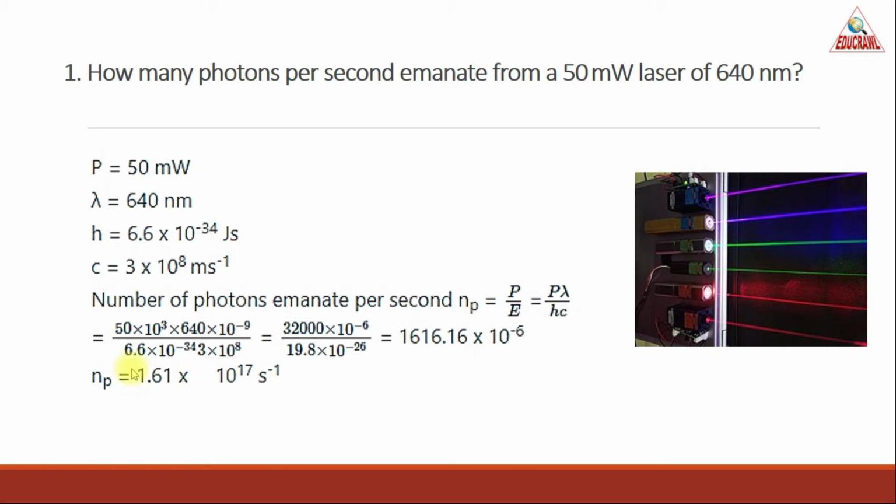Substituting the values, we get 50 into 10 power 6 into 640 into 10 power minus 9 divided by 6.6 into 10 power minus 34 into 3 into 10 power 8. Multiplying and cancelling, we get the number of photons as 1.61 into 10 power 17. So these many photons emanate from a 50 megawatt laser whose wavelength is 640 nanometer.